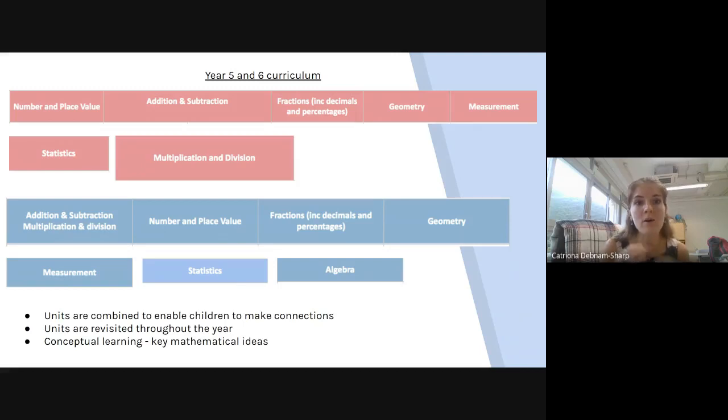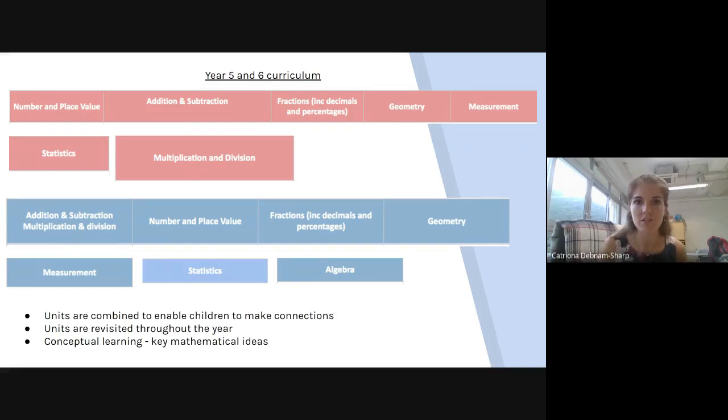So for example, we might do addition and subtraction at the same time as teaching number and place value and percentages, because we might be studying estimation, for example, and that would link to statistics too. But then it might be in the next unit that we go back and link to number and place value again, fractions and geometry. So we just see more connections when we build up to Year 5 and 6. So this is a new approach that we're taking to teaching mathematics in Year 5 and 6. And this is called conceptual learning, where we're discussing key mathematical ideas.